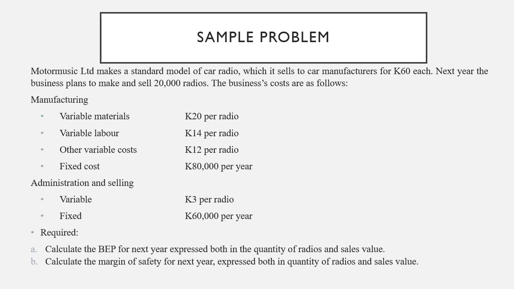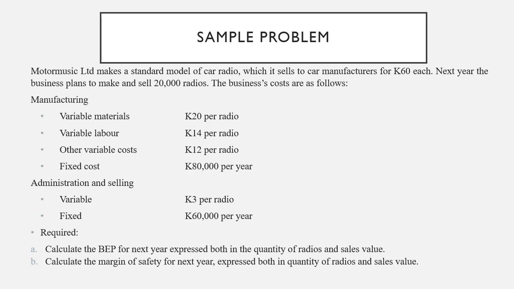So we have an example here. Motor Music Limited makes a standard model of car radio which sells to car manufacturers for 60 kina each. Next year, the business plans to make and sell 20,000 radios. The business costs are as follows.